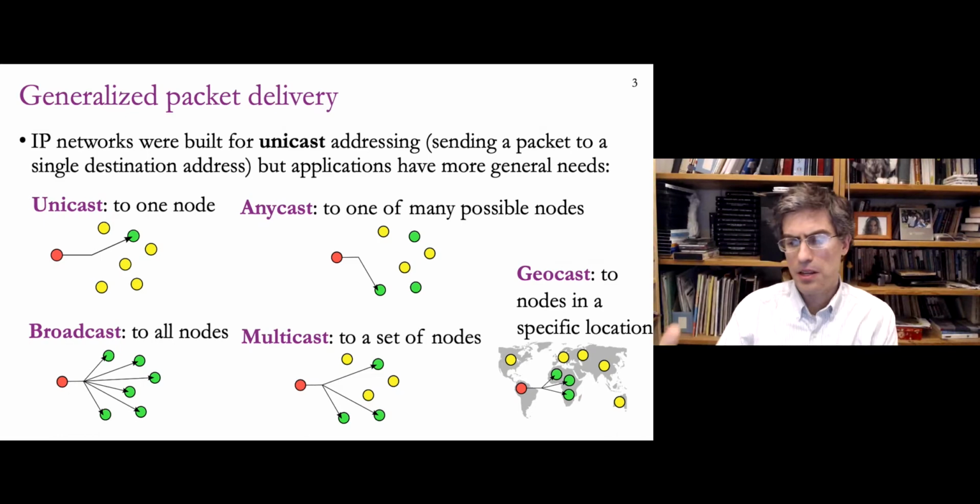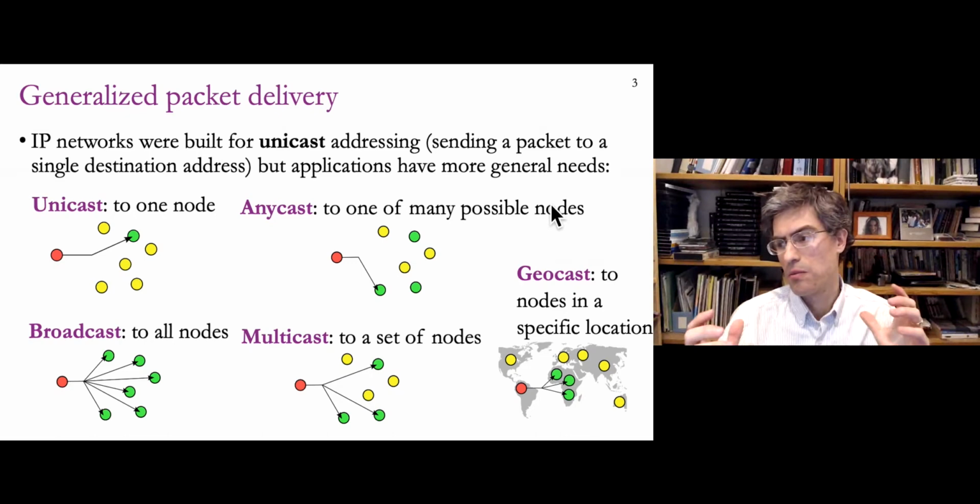First of all, I want to zoom out and break down some of the assumptions we have made so far in networking. So far, we've talked about what's actually called unicast addressing. This is uni meaning one. This is where we're sending a packet to just one address, so we have a single destination address in every packet. And the internet and the internet protocol, IP networks, were really designed for unicast. Applications have more general needs than that, and that's where I think the internet doesn't quite meet every need for communication because of the fact that it's built around unicast.